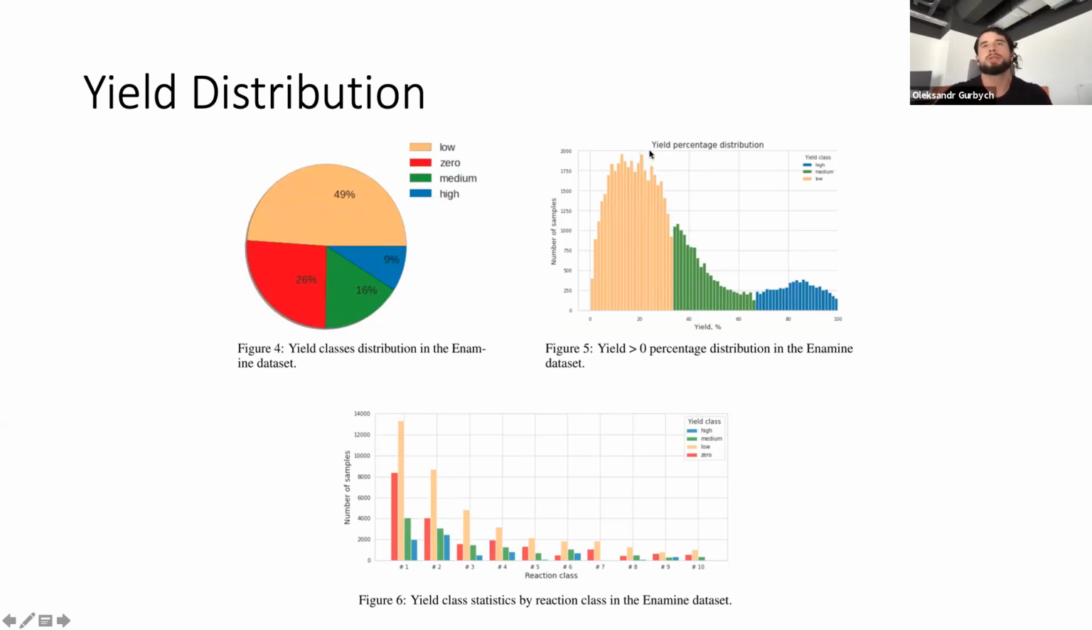The second label was a continuous label. It was the yield percent of a reaction. And you see that there is a slightly larger amount of low yielding reactions and fewer medium, and the smallest fraction with high yielding reactions. Also, at the bottom, you see the same split per reaction class. As you remember, there were 10 reaction classes, and we split the samples. The height of a bar corresponds to the number of samples of a particular yield class within each reaction class.